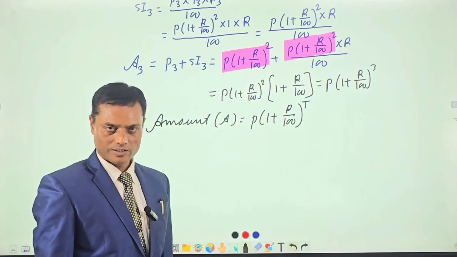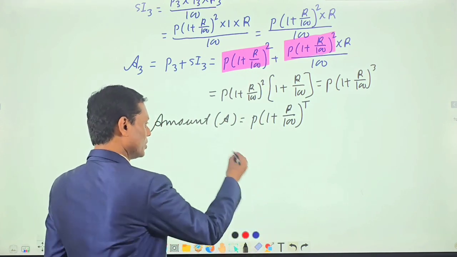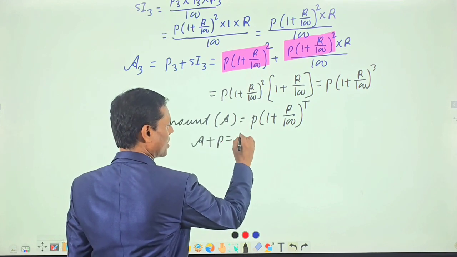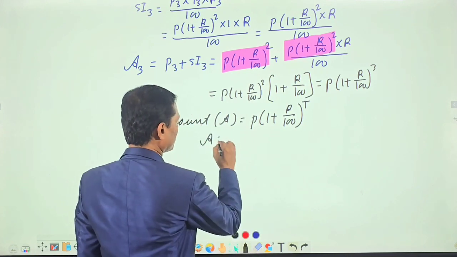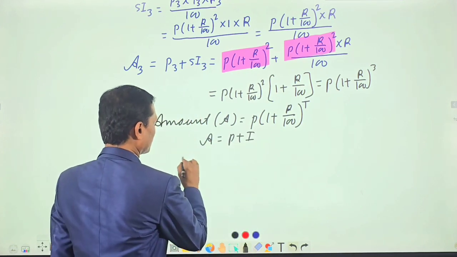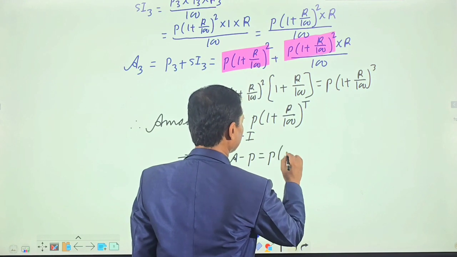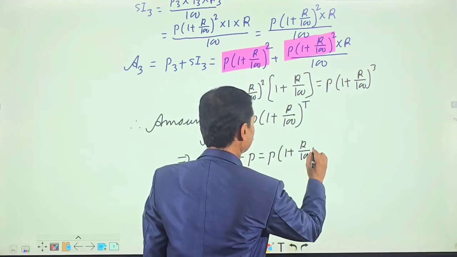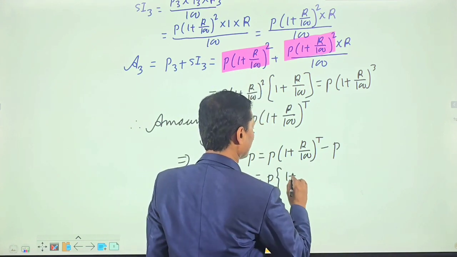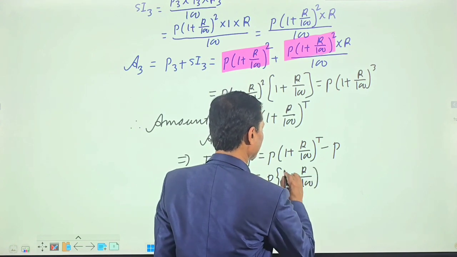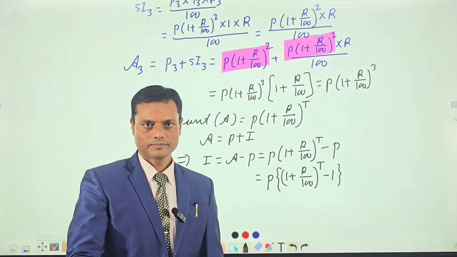That's a very important formula, compound amount. How to find compound interest? We know amount equals P plus I. Now from here, interest equals A minus P, and A we have here P times (1 plus R by 100) to the power T, minus P. When you take P common, that becomes P times ((1 plus R by 100) to the power T minus 1). That is the compound interest, isn't it?